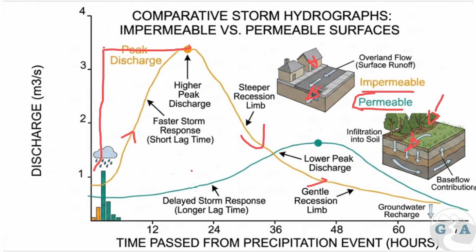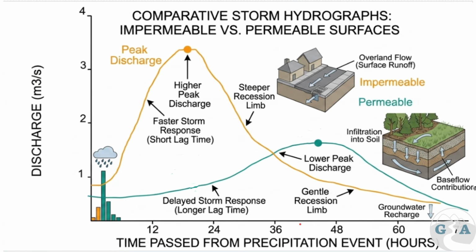So then we see the reaction of the permeable section. It's much slower. The rising limb then is much more gradual. The peak discharge is lower, and the recessional limb then returns to normal much slower as well. So the lag time is much longer in this one because there is all that water going into the different stores and flows.